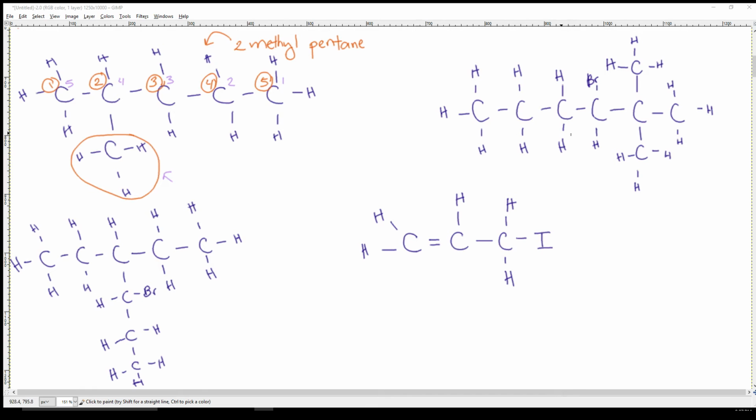So let's do this one. Let's try to find the longest possible chain. I could count from over here and do 1, 2, 3, 4, 5, 6. Or if I count from down here, I could do 1, 2, 3. Oh, that's not very long. How about 1, 2, 3, 4, 5, 6? Still 6. Looks like 6 is the longest I'm going to get. So a 6-carbon chain with all single bonds is called what? It would be called hexane.